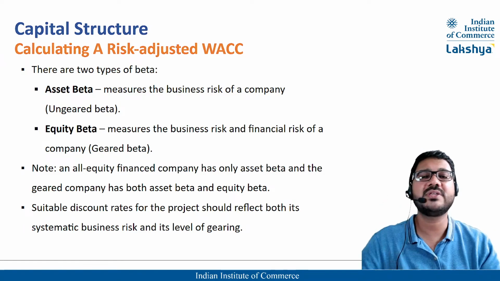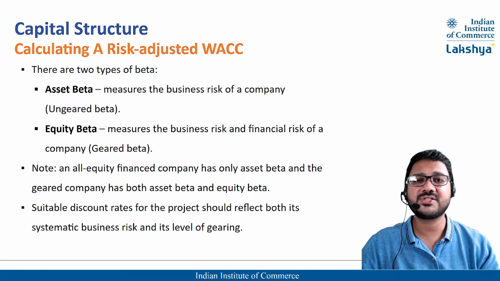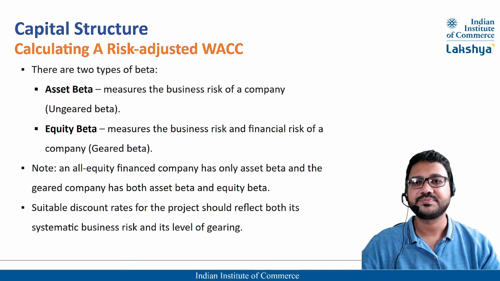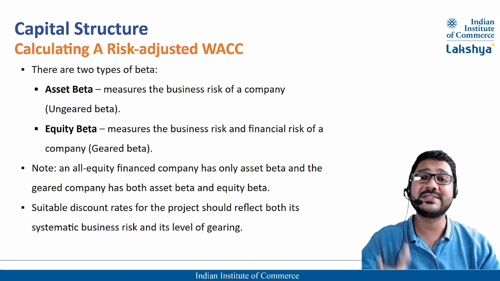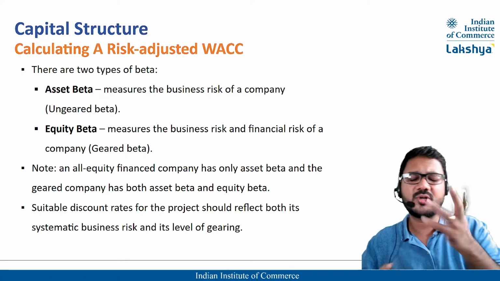We always use equity beta. It measures the business as well as the financial risk, that is, operating and financial risk of a company. Okay, it is called geared beta with proper gearing. Asset is ungeared beta. Now, don't get confused.